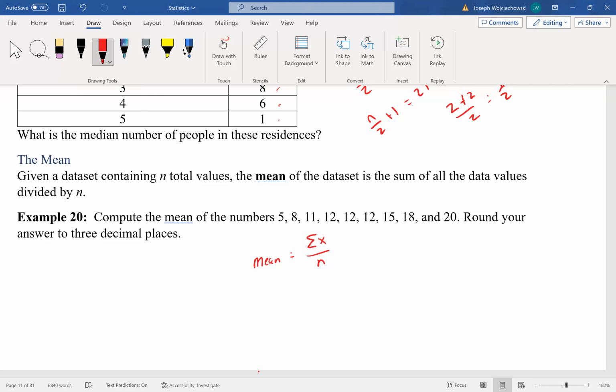So complete the mean here. We need to sum up all these numbers. And how many do I have? 1, 2, 3, 4, 5, 6, 7, 8, 9. So n equals 9. Then I can get my calculator to add these up.